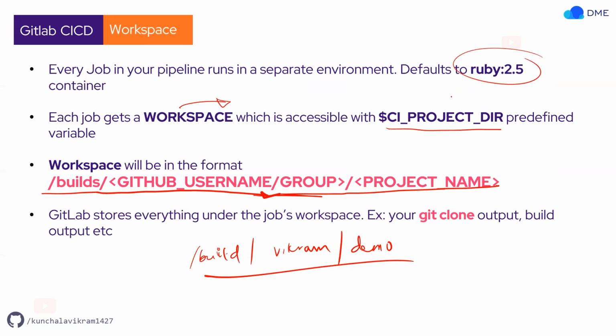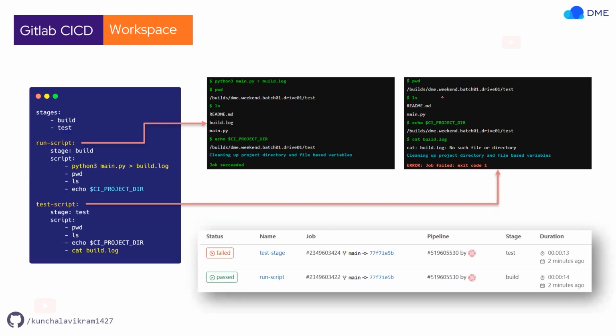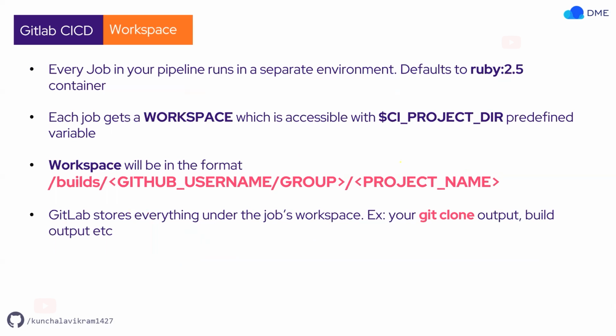GitLab stores everything, whatever you clone and whatever you do. Now we'll see there are 2 jobs, both belonging to different stages. Here I have executed my program and redirected the output to build.log. If you echo your project dir location for this particular job, you can see builds, my username, and then the name of the project.